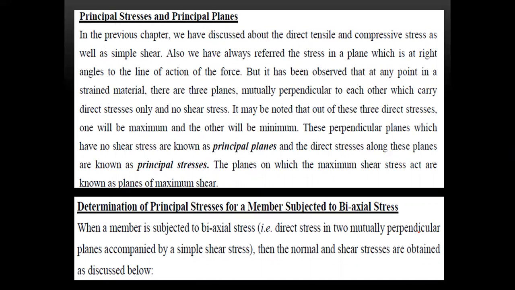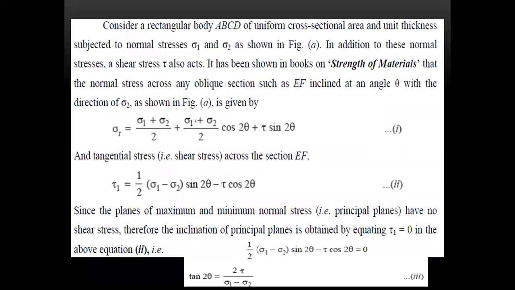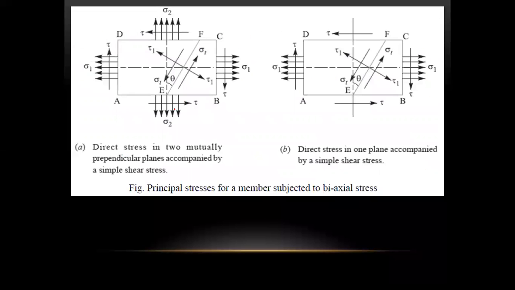principal stresses and principal planes. The perpendicular planes which have no shear stress are known as principal planes, and the direct stresses along these planes are known as principal stresses. Determination of principal stresses for a member subjected to biaxial stress. When a member is subjected to biaxial stress, then the normal and the shear stress are obtained like this. So we have to find the direct stress in two mutually perpendicular planes accompanied by the simple shear stress, direct stress in one plane accompanied by the simple shear stress.